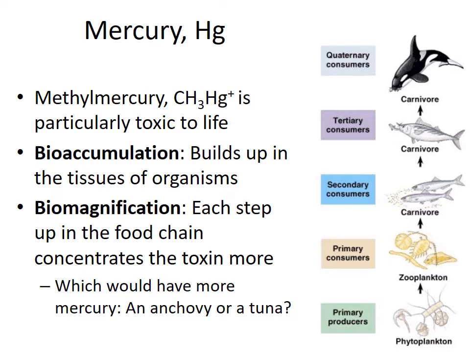And one of the things that makes it toxic is that it builds up in the tissues of organisms. Methylmercury likes to bond to other organic molecules, and it builds up in living tissues. It also becomes more concentrated as you go up the food chain, and that process is called biomagnification. Due to that biomagnification process, something that's higher in the food chain will have a higher concentration of the toxin. So a tuna would have a higher concentration of the toxin than an anchovy would, with the anchovy being lower on the food chain than the tuna.